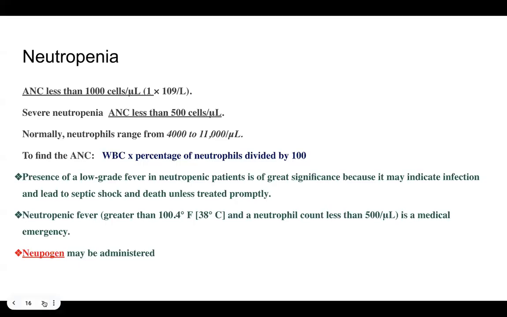And one of the medications that can help with this is a medication called Neupogen. So Neupogen's kind of important. A lot of patients are often placed on it as a prophylactic.